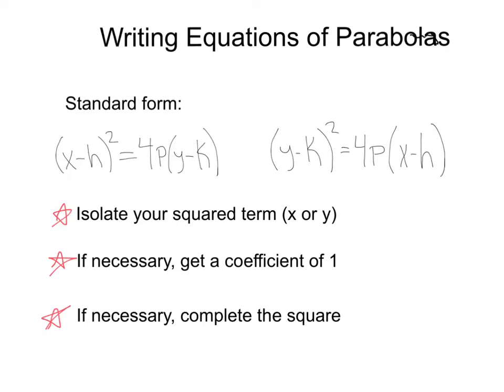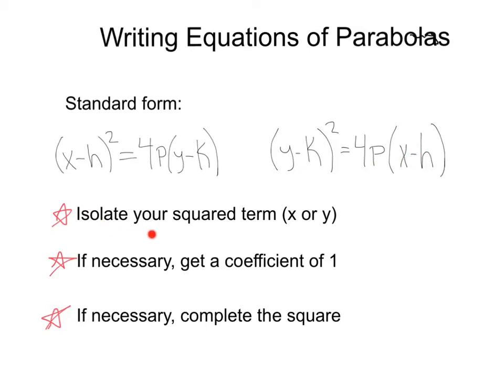Let's do this. Let's write some equations of parabolas in standard form. The reason we want standard form is because it's way easier to graph. So keep in mind, standard form is (x minus h) squared equals 4p(y minus k), or (y minus k) squared equals 4p(x minus h).